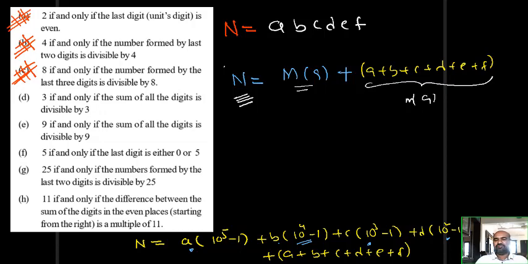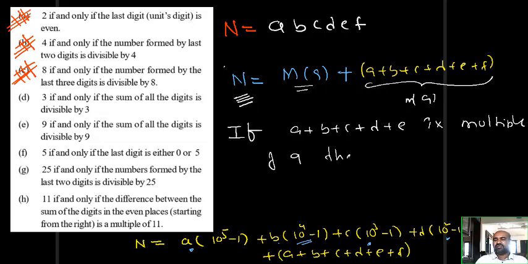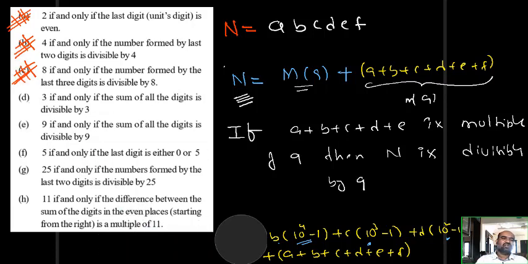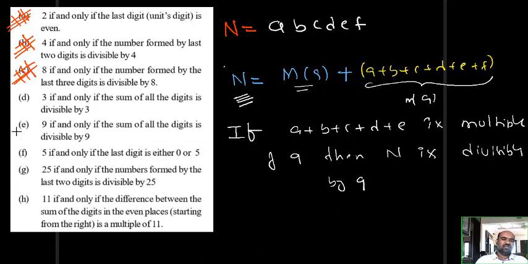That I will write. If a plus b plus c plus d plus e is a multiple of 9, then n is divisible by 9. So this is the divisibility rule of 9. Observe here. What it is saying is that a number is divisible by 9 if and only if the sum of all the digits is divisible by 9. I proved.